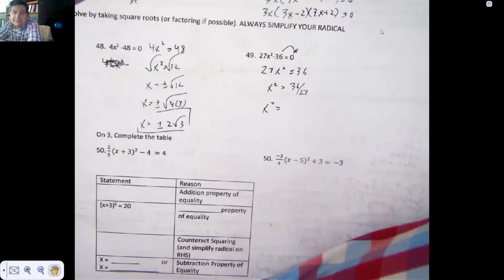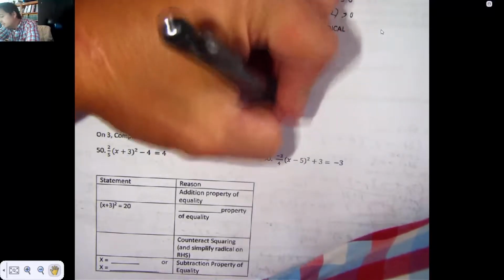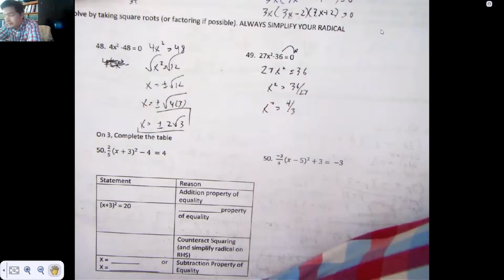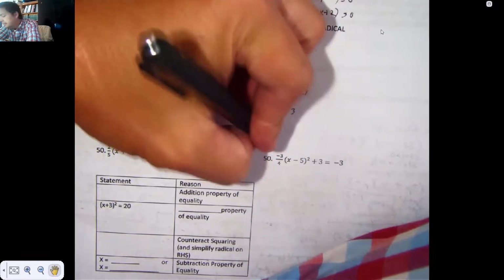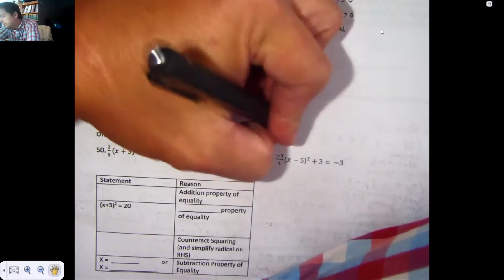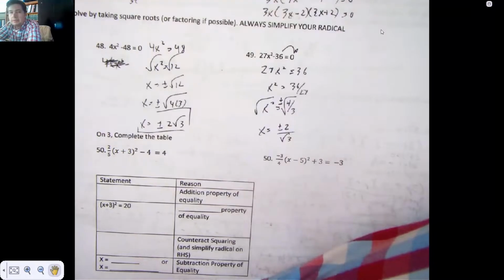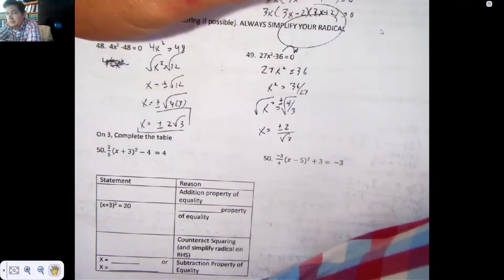What do we divisible by here? 9. 4 over 3. Counteract squaring with square roots. Don't forget the plus or minus symbol. Never forget the plus or minus symbol. The square root of 4 is 2, and you got to clean this up. It says always simplify your radical.